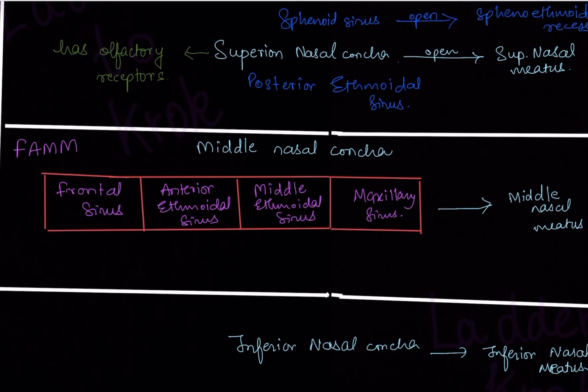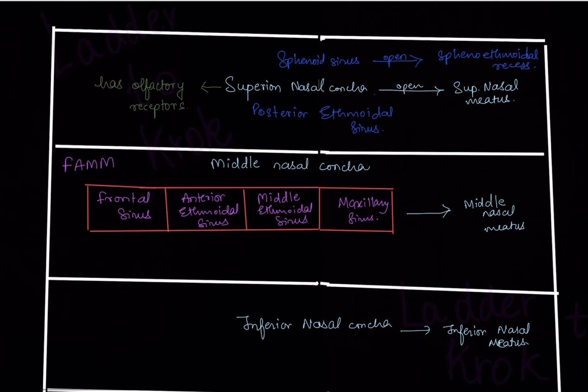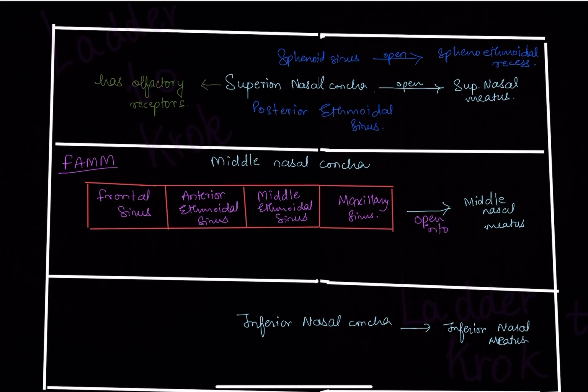You must also remember regarding the maxillary sinus that if you have any problem on your upper teeth, the inflammation can spread to this maxillary sinus. When we were doing the bones of the face, I explained where the maxilla was present; that's the same place where the maxillary sinus is present. These all open into the middle nasal meatus. So remember this mnemonic FAM: F for frontal sinus, A for anterior ethmoidal, M for middle ethmoidal sinus, and M for maxillary sinus.